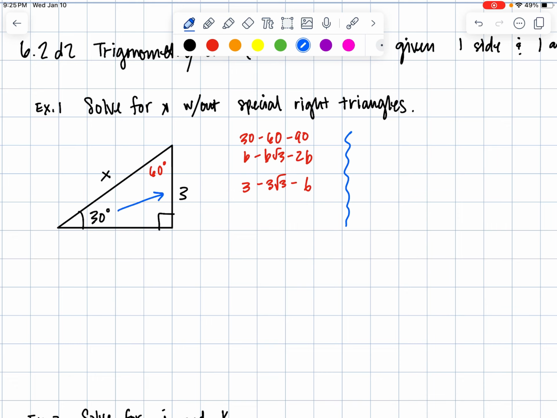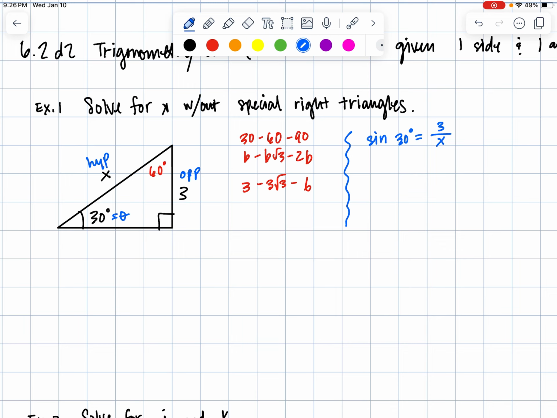Opposite of the 3 is opposite of this 30, so we call this the opposite side, and the x is the hypotenuse. So we could actually look at our trig ratios and say which trig function actually has opposite and hypotenuse. If you realize this is sine, we could use that. And our angle here is actually 30 degrees. So we could say sine of 30 degrees is equal to the opposite side 3 over the hypotenuse x. And from here, this just becomes solving for a variable.